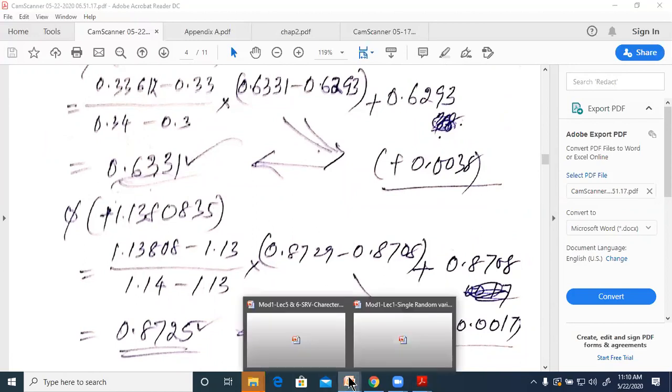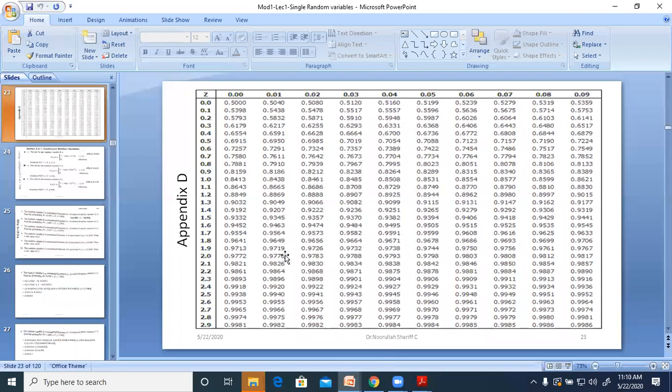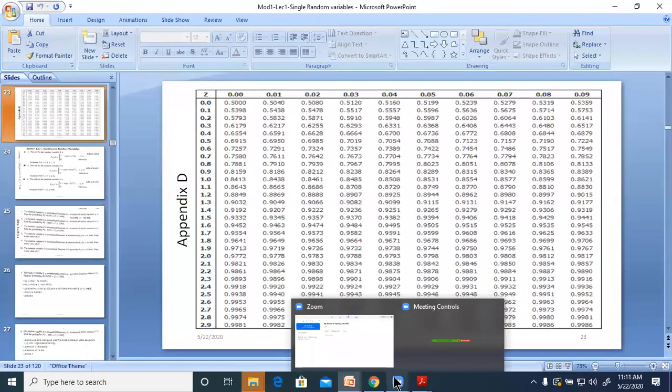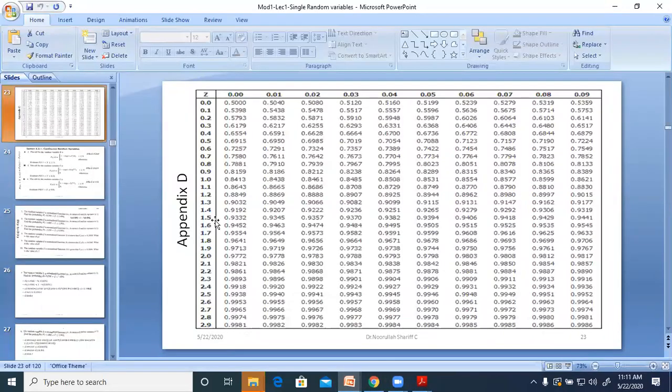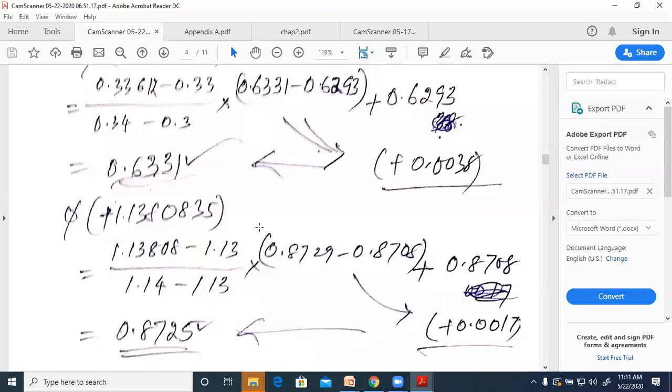If you go back to the table over here, 1.13 is somewhere here. Do we want 1.13? 1.13 and 1.14, so somewhere between those two values. 1.13 is this, 0.8708, and the next value is 0.8729. These two values are to be considered, and hence if we go back there, we'll get the value.